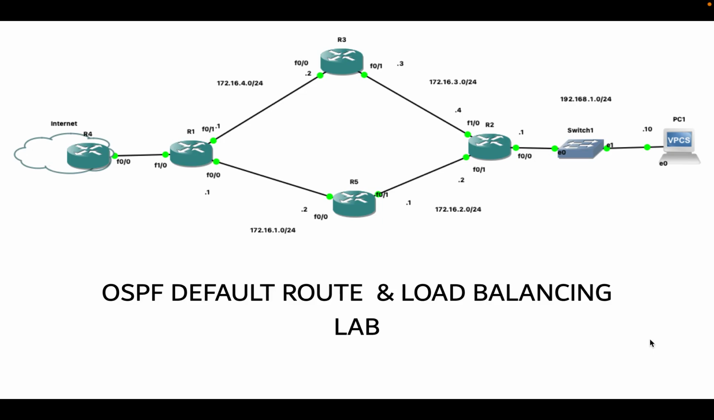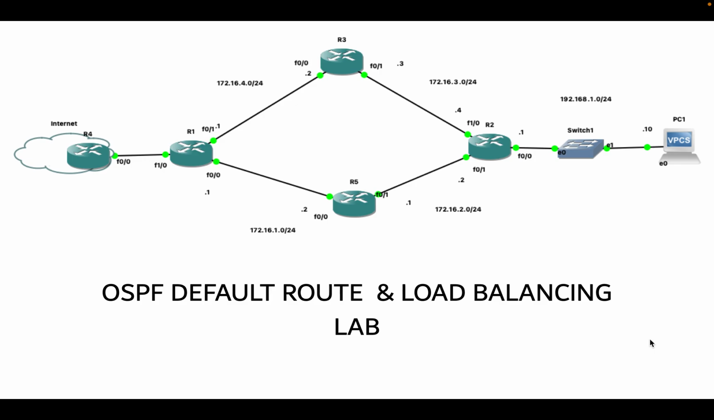In this session of the CCNA series, I will do a lab on OSPF default route and load balancing method. As you know, we can also use OSPF to advertise static routes onto your network. Here we have a scenario where I have an enterprise network consisting of R1, R3, R5, R2, and a PC. And this network is connected to the internet for end user internet access.